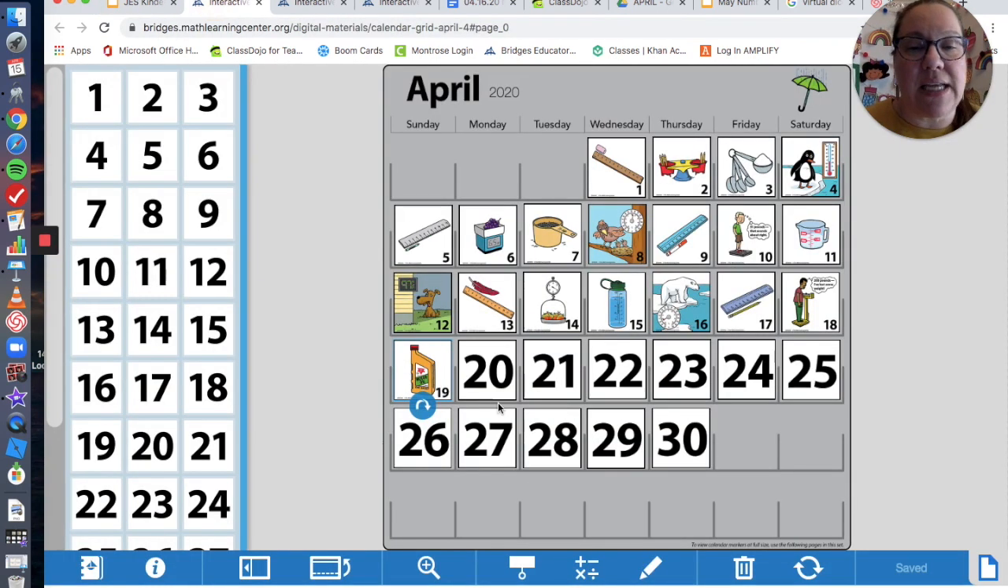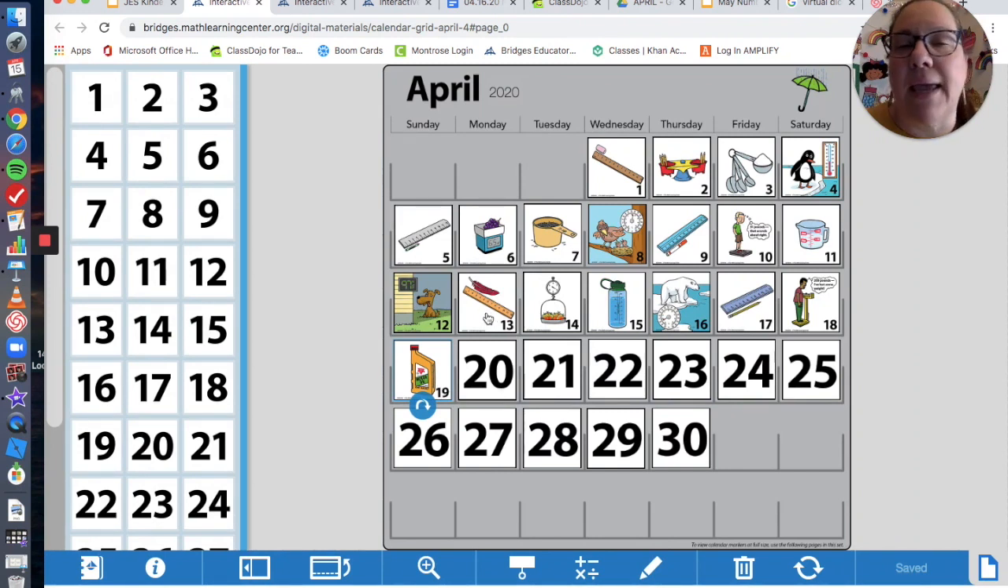Let's go and see what today is. Remember, today is Monday, April 20th, 2020. 20th? 20? 20? 20. 3 20s. 20, 20, 20. How funny is that? All right, let's look and see what it is.